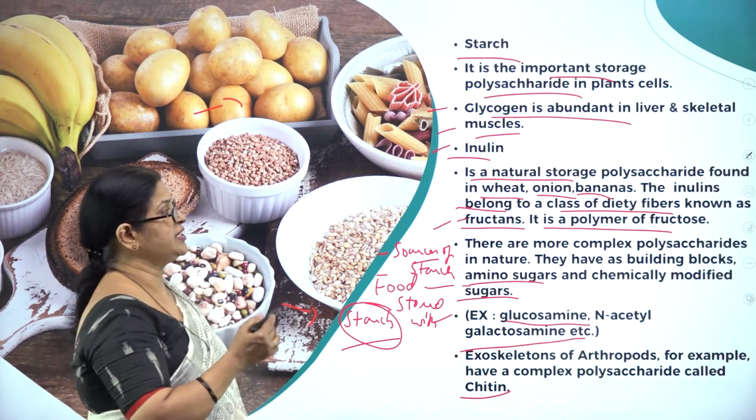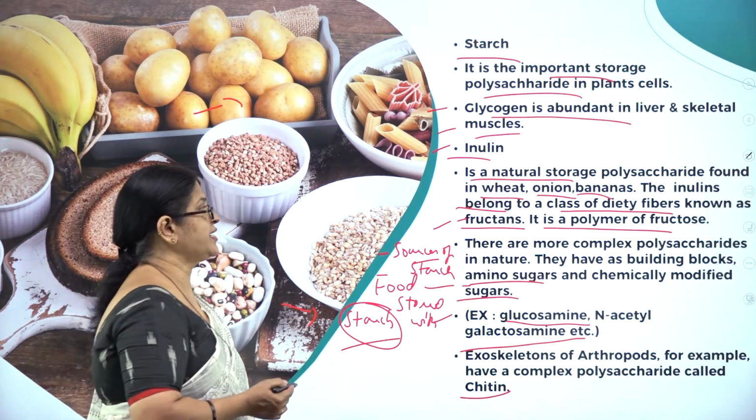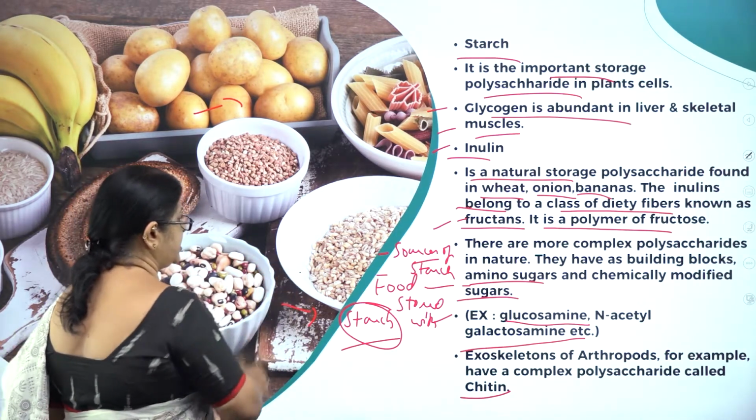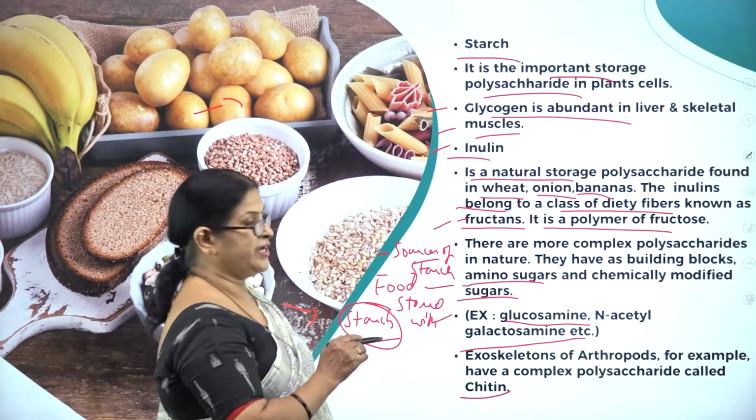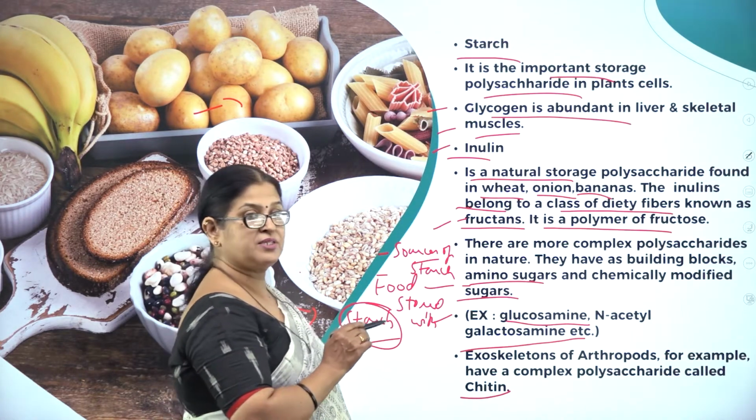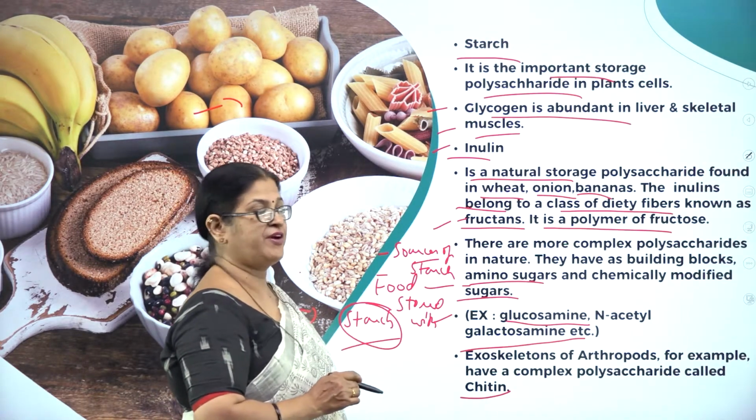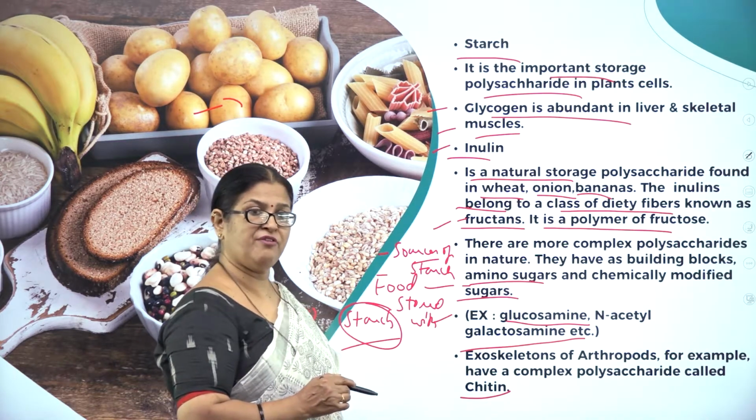Then inulin, which is a natural storage polysaccharide found in wheat. Here you can see the wheat, then onion, then bananas. Inulins belong to a class of dietary fibers known as fructans. It is a polymer of fructose.